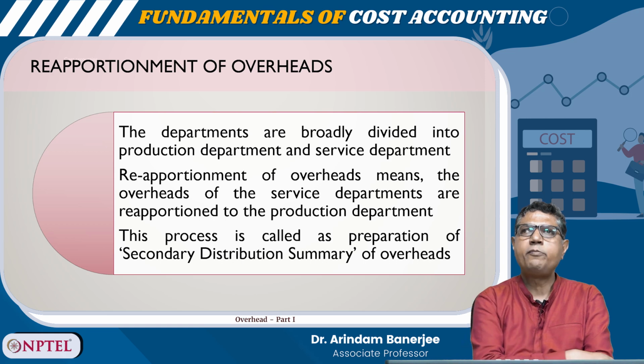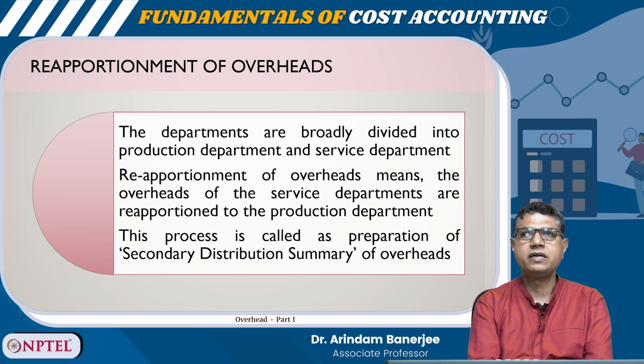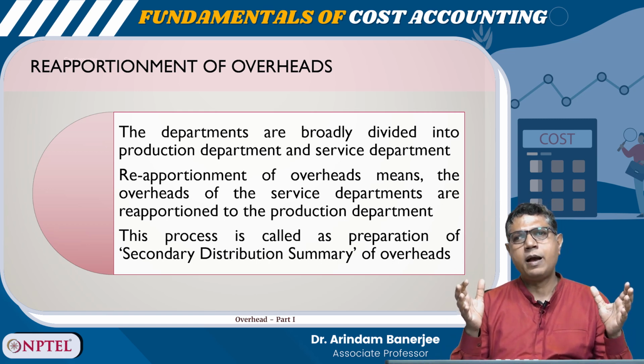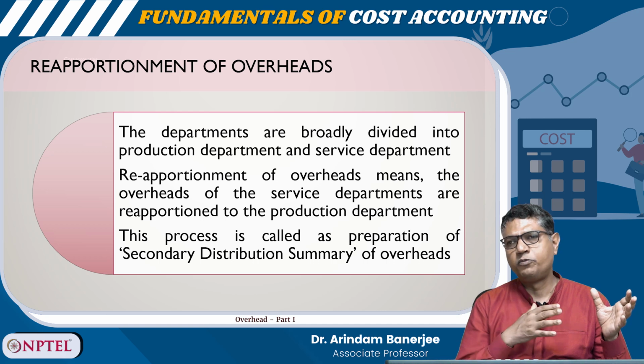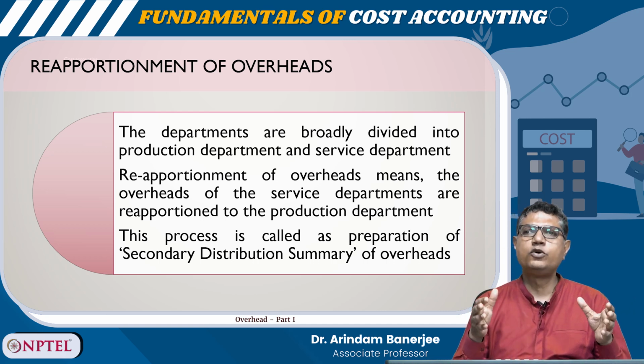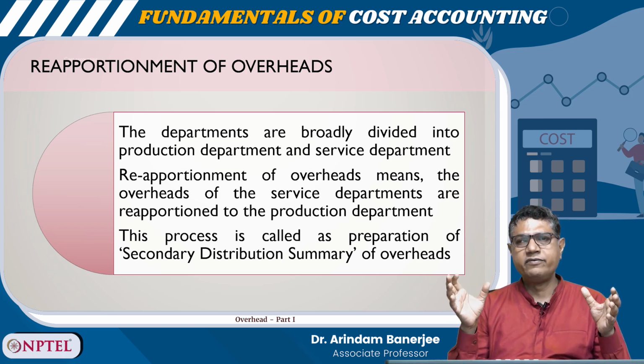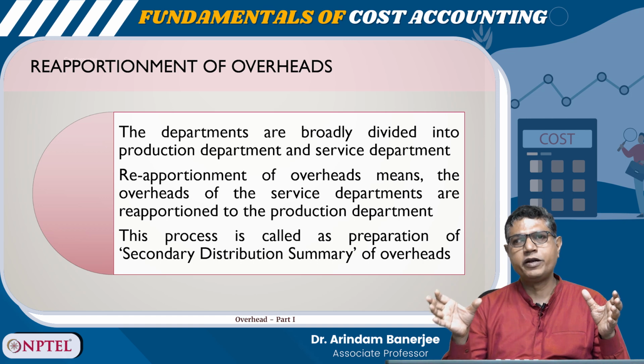Okay. Reapportionment of overheads. The departments are broadly divided into production departments and service departments. Reapportionment of overhead means the overheads of the service departments are reapportioned to the production departments. This process is called preparation of secondary distribution summary of overheads. So, you got the overhead values. Now, you apportioned it over the production departments, also along with the service departments. So, when you do this, you are also allocating the overhead proportion to the service departments.